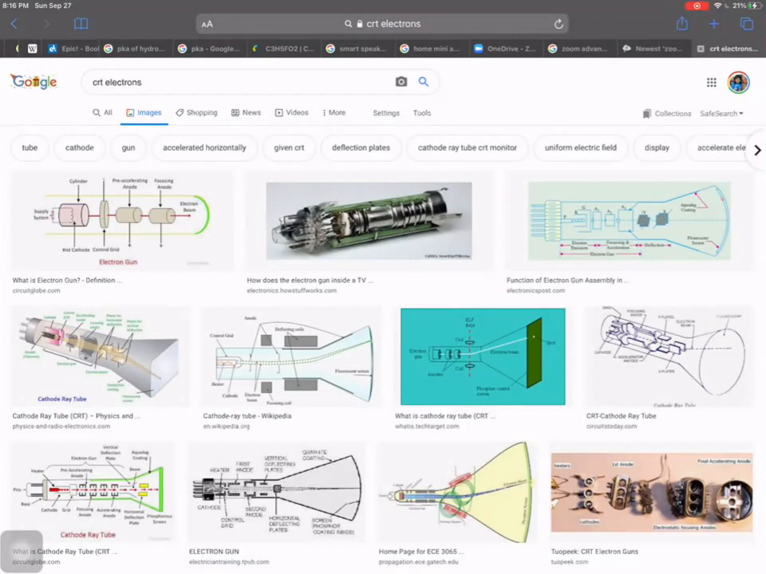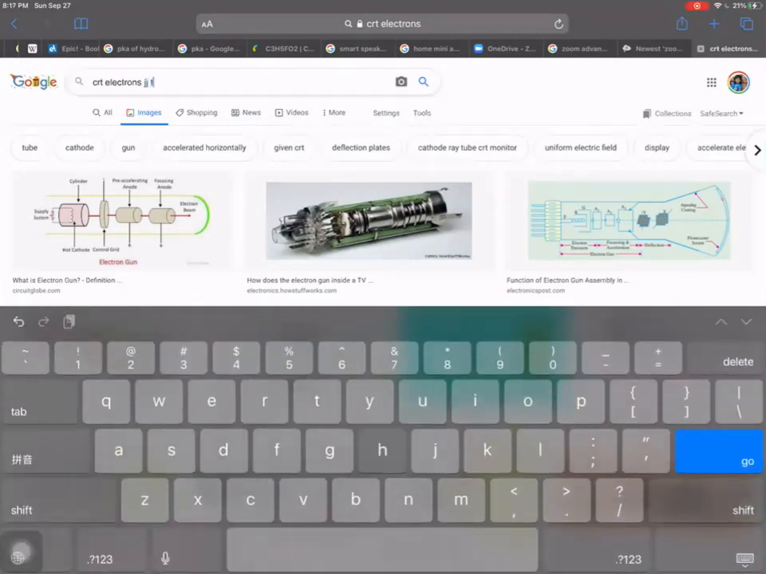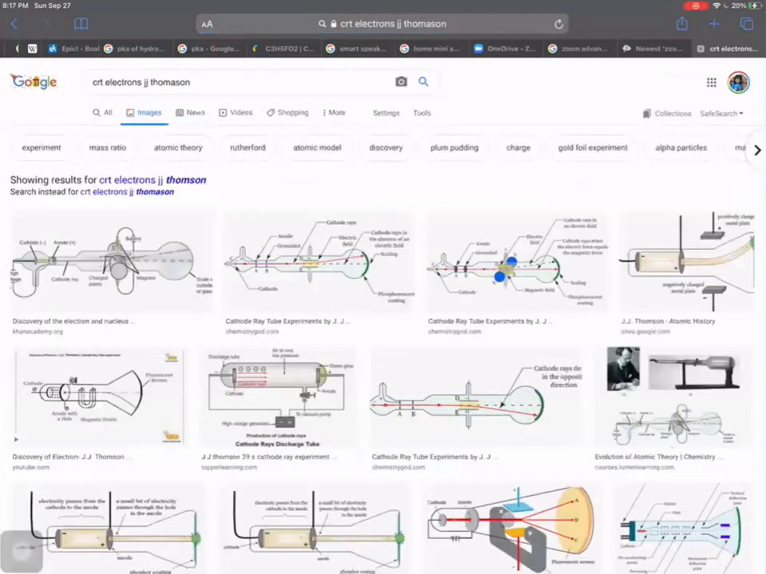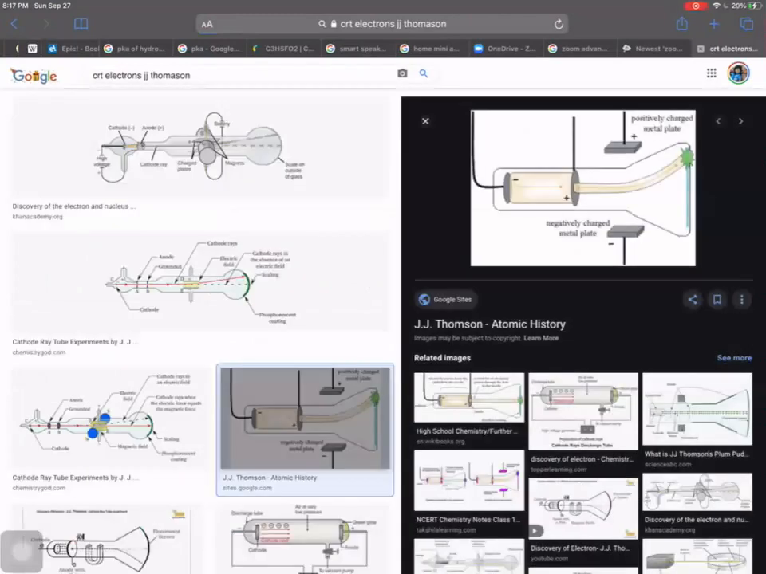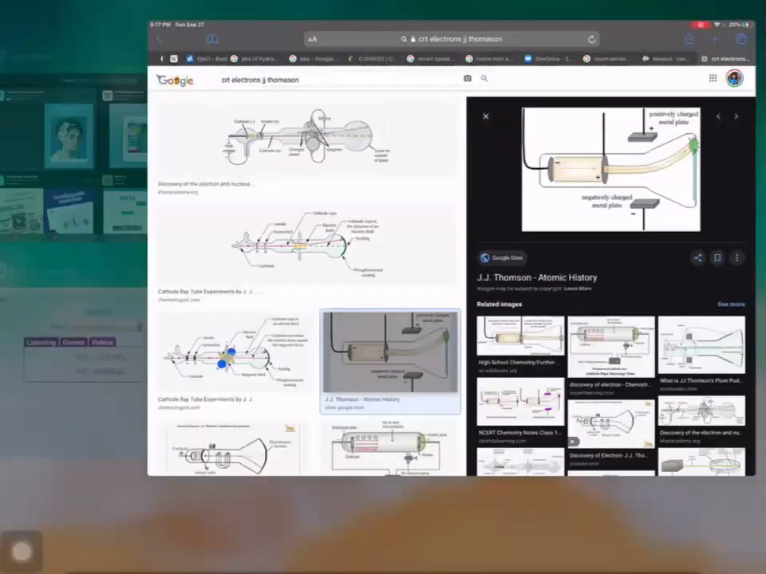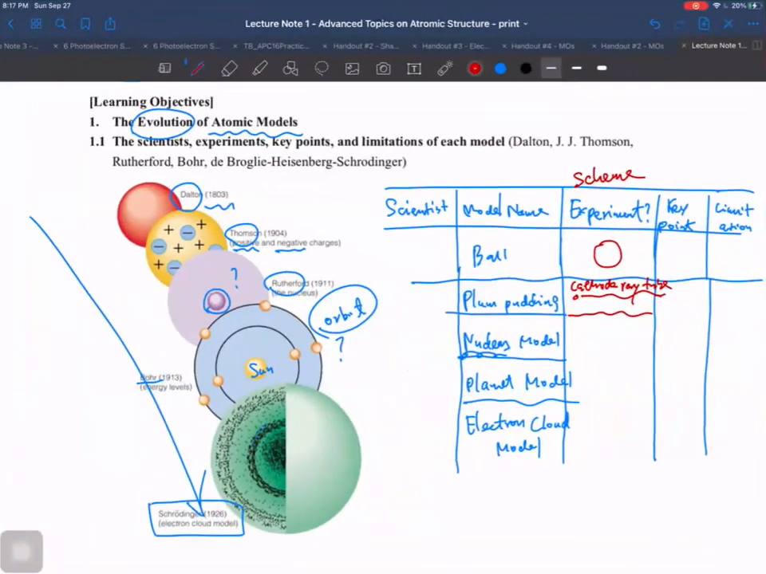This is a little bit complicated. We can add J.J. Thomson. Basically something like this. So when you have enough space, you can add a picture like this, right? So basically you have an electric field, and then the deflection of the electrons demonstrates it carries some negative charge, right? So for all of the other models, find a picture similar to this, which can better help you understand the concepts, okay?